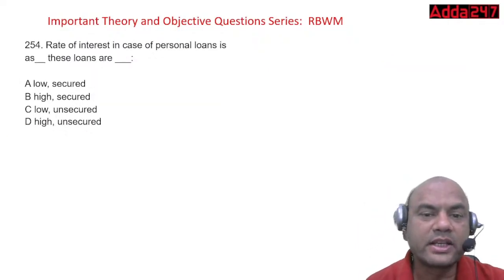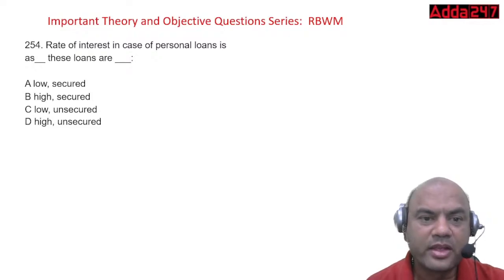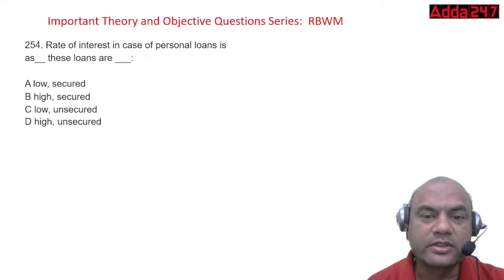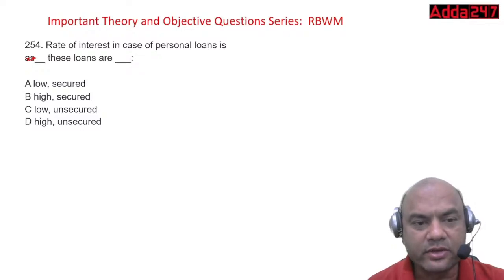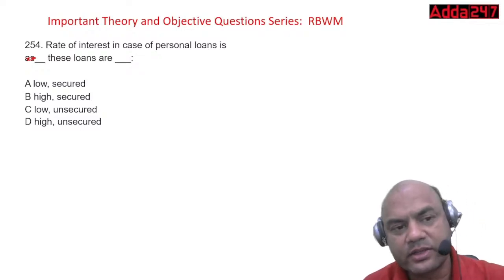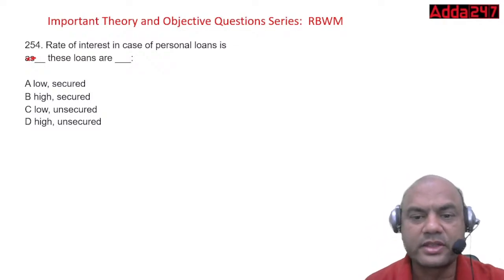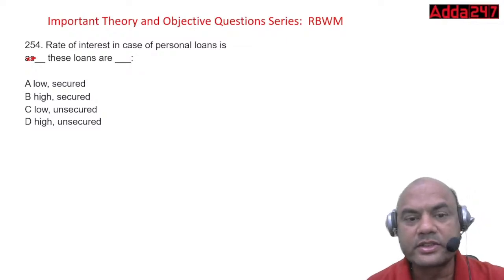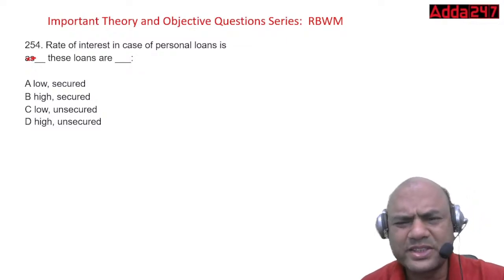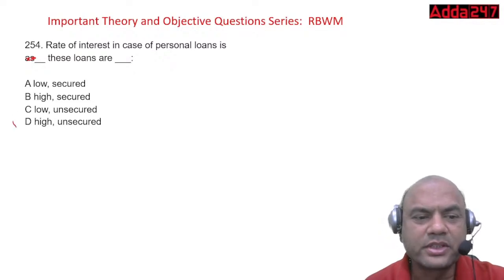The rate of interest in case of personal loans is dash, as these loans are dash. Low as these loans are secured. High as these loans are secured. Low as these loans are unsecured. High as these loans are unsecured. The rate of interest in case of PL is high because the loans are unsecured.